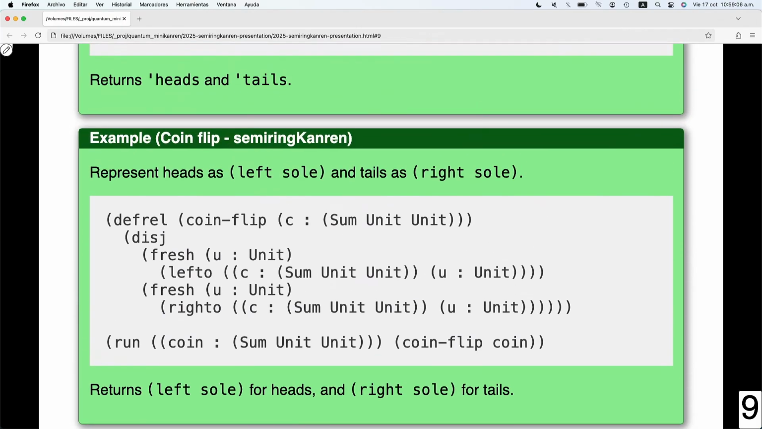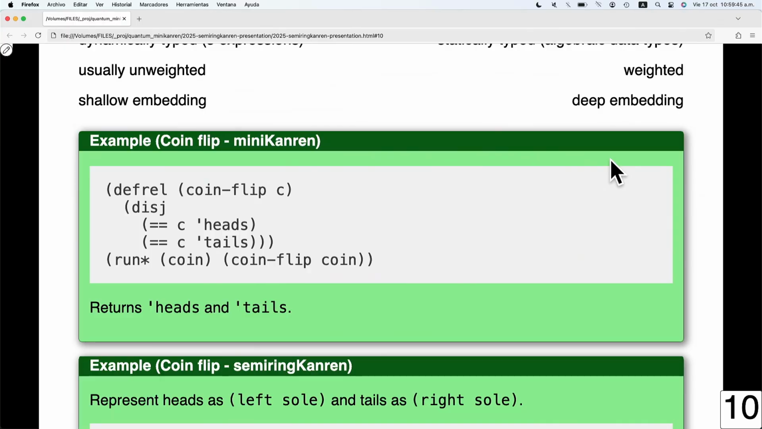So a coin flip in semiringKanren looks a little different, but it's essentially the same thing under the hood. We're either calling lefto on the coin variable or righto on the coin variable. lefto and righto are the relational versions of the left and right constructors for sum types. Note that we need to introduce a fresh unit variable. That's because the lefto relation has 3 arguments, so we need to pass in the internal unit variable, but besides that, it's pretty much the exact same thing as up here.